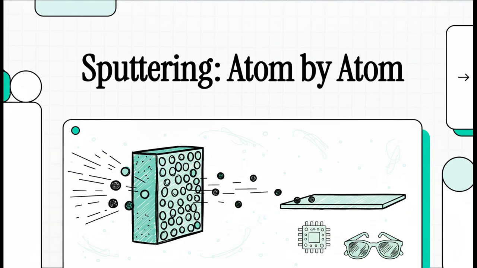You know those incredibly thin, super precise coatings you find on everything from your smartphone screen to high-tech sunglasses? Ever wonder how they get there? Well, it's not paint, and it's not some kind of plating. We're talking about building things, literally, one single atom at a time. And the process behind it is called sputtering.